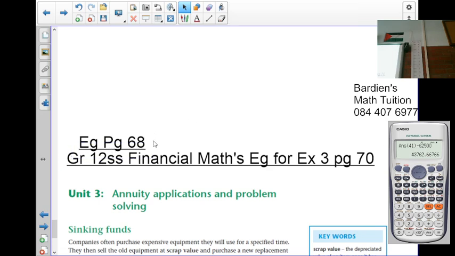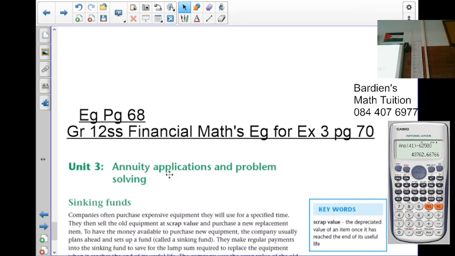Annuity application and problem solving. So this is now going to be the next part of the lesson. Alright. Your next lesson.